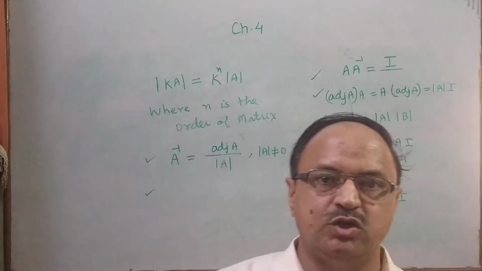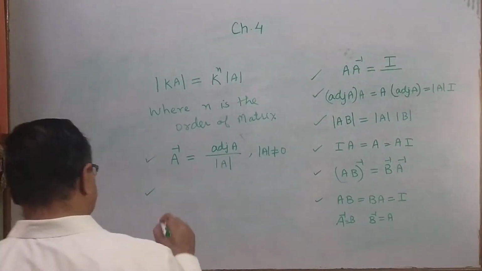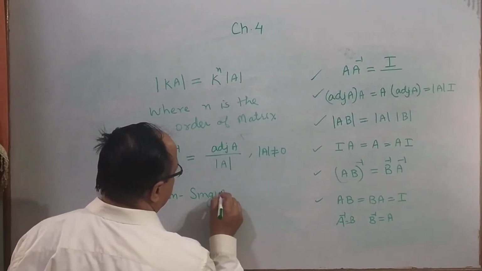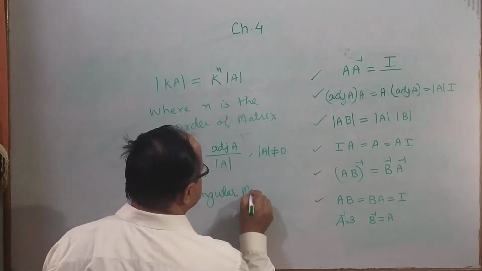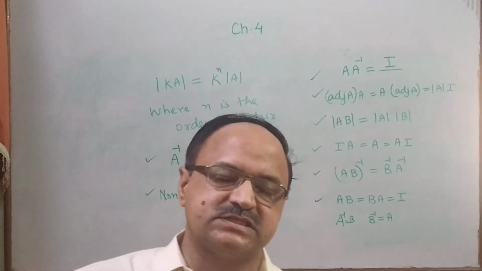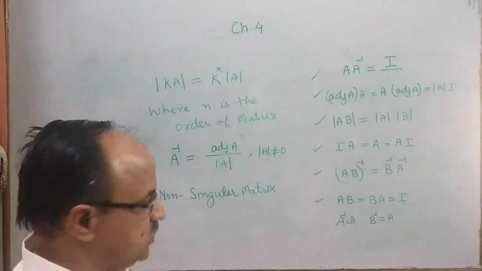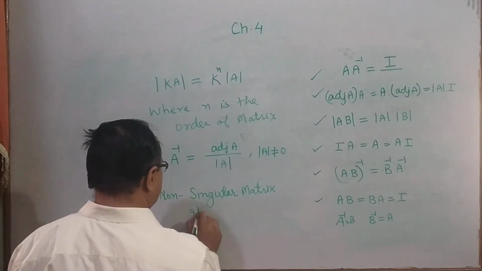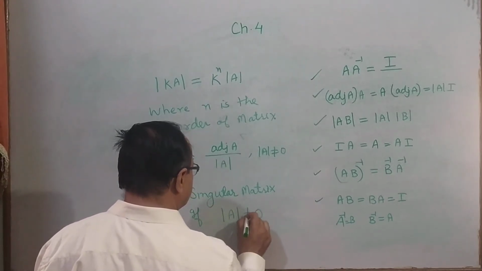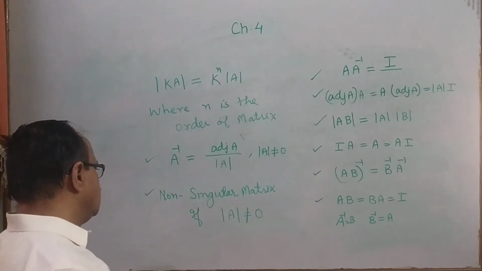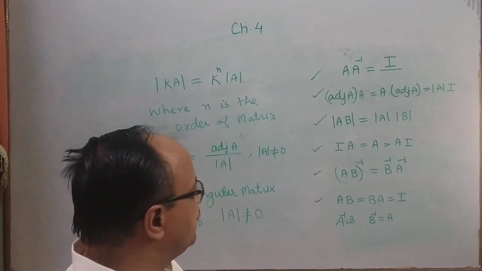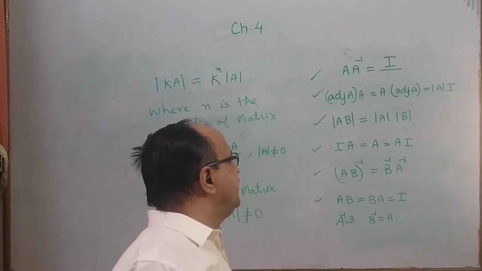Also, can you tell me non-singular matrix? How can you tell non-singular matrix? The matrix is said to be non-singular matrix if its determinant is not equal to 0. This is a non-singular matrix. Very important point in the determinant.